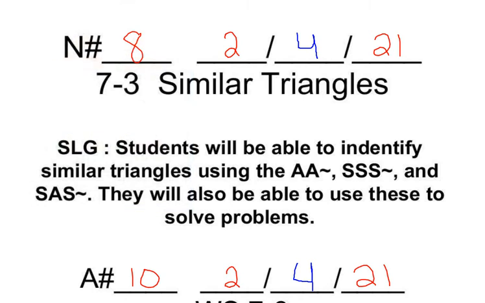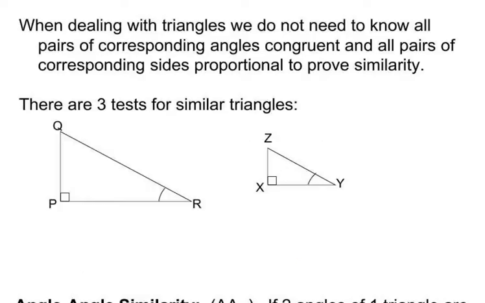This is going to be something very familiar to you because we did this before when we did angle, side, side, all that. It's very much the same concept, only we're dealing with similarity instead of congruence. As we get started, when triangles are similar, we need all of their angles to be the same as the angles in the other triangle, and we need all of the sides to be proportional.